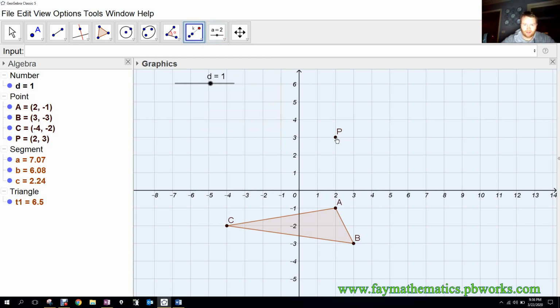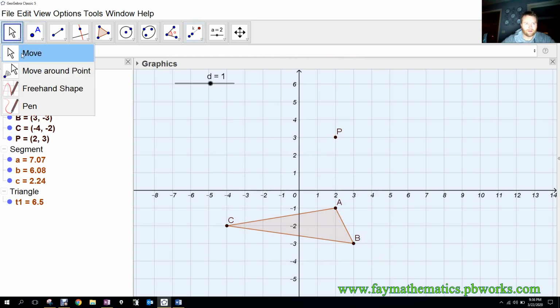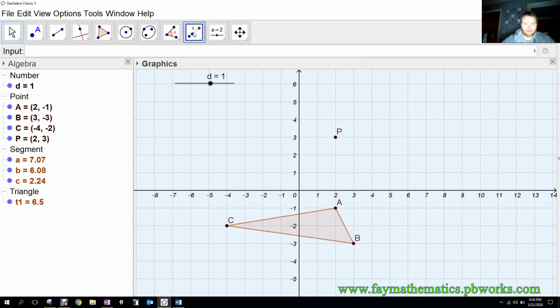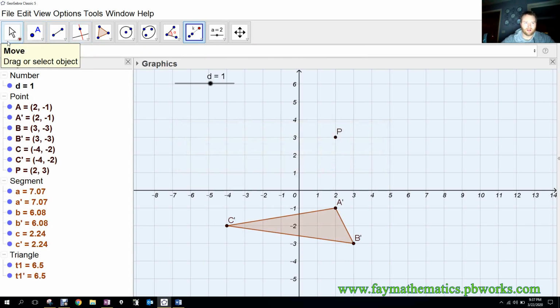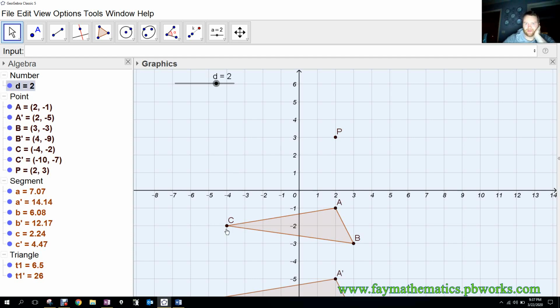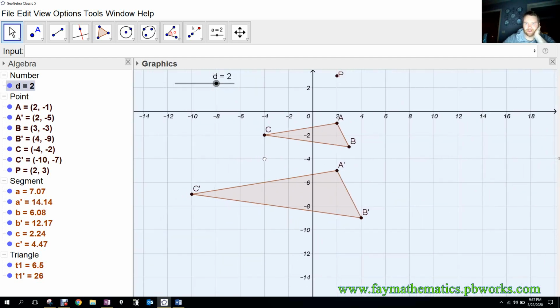So we click P, and then I want to select that object. I guess I can't do it that way. So let's just select object. Okay, I did it backwards. Select object, then the point P. There we go. So then I'm going to use a scale factor of D here so I can actually change it a little bit. So if I put a scale factor of 1, it obviously doesn't change anything. We have a scale factor of 2. So when we have a scale factor of 2, we get obviously an enlargement.